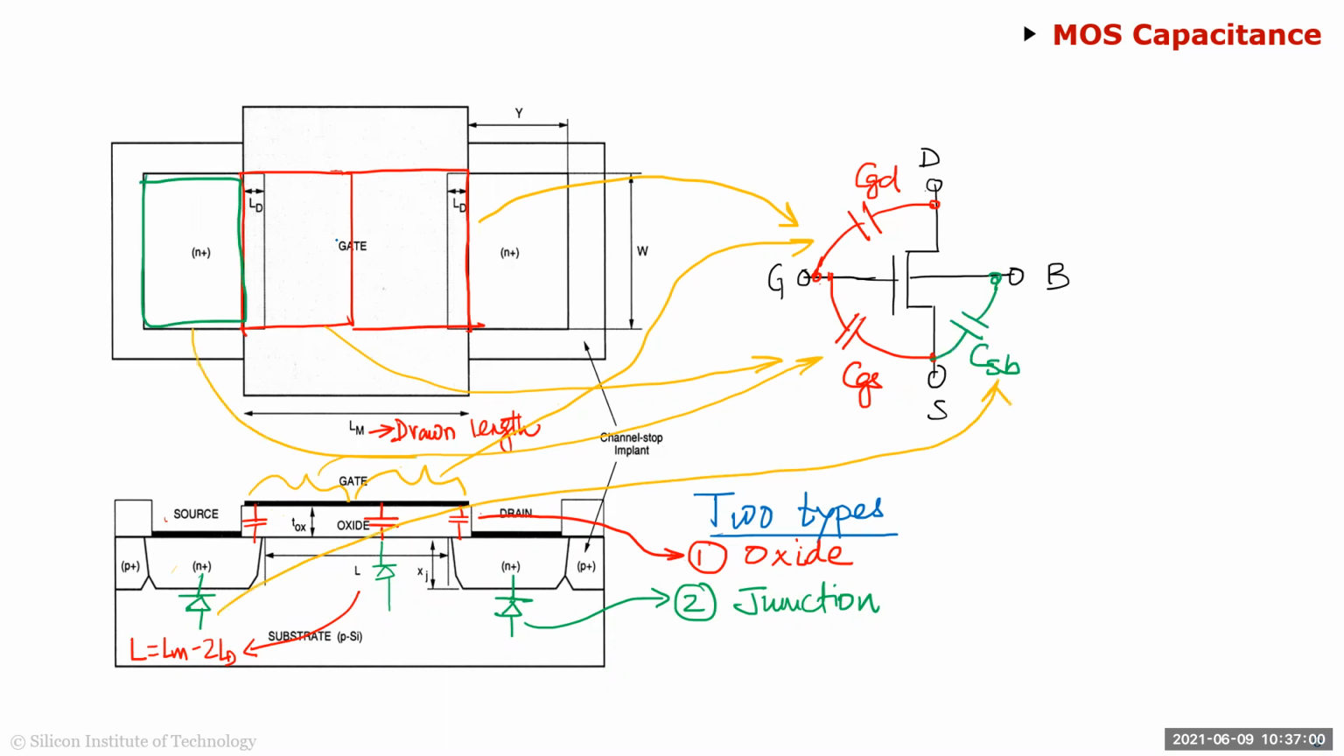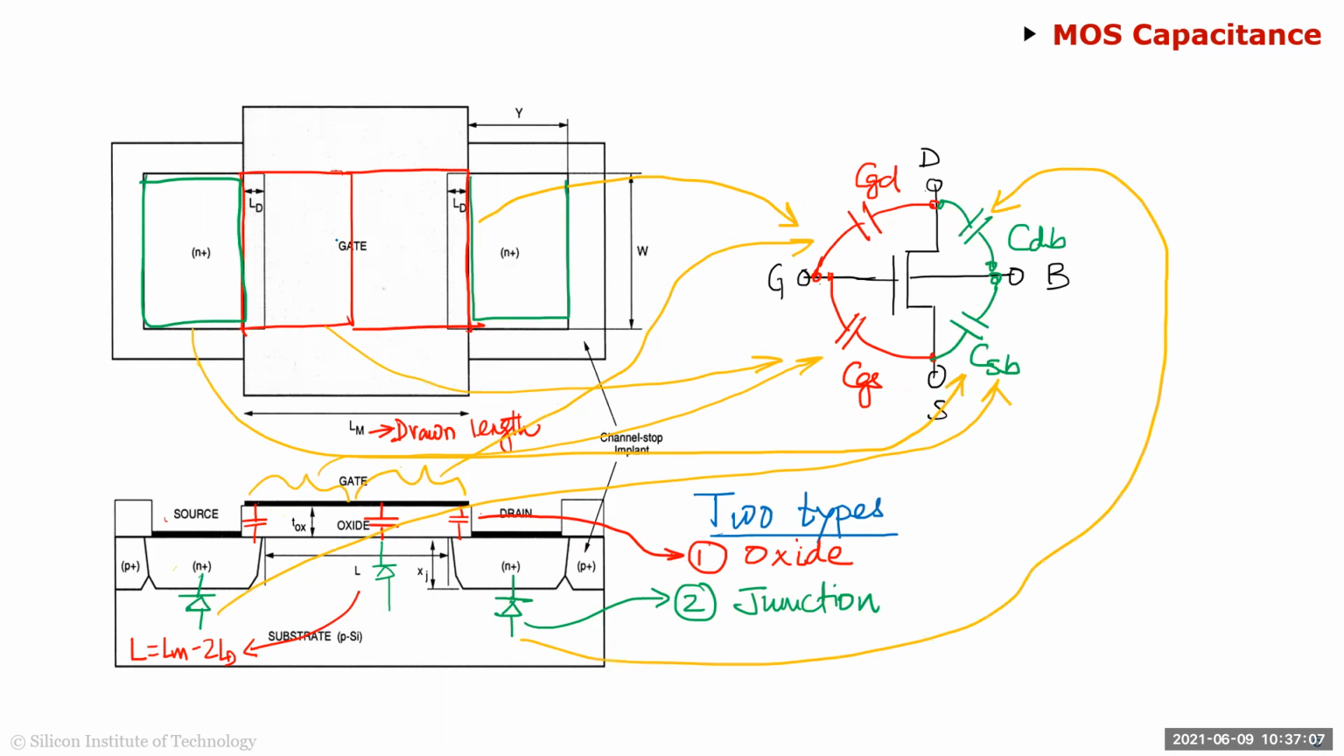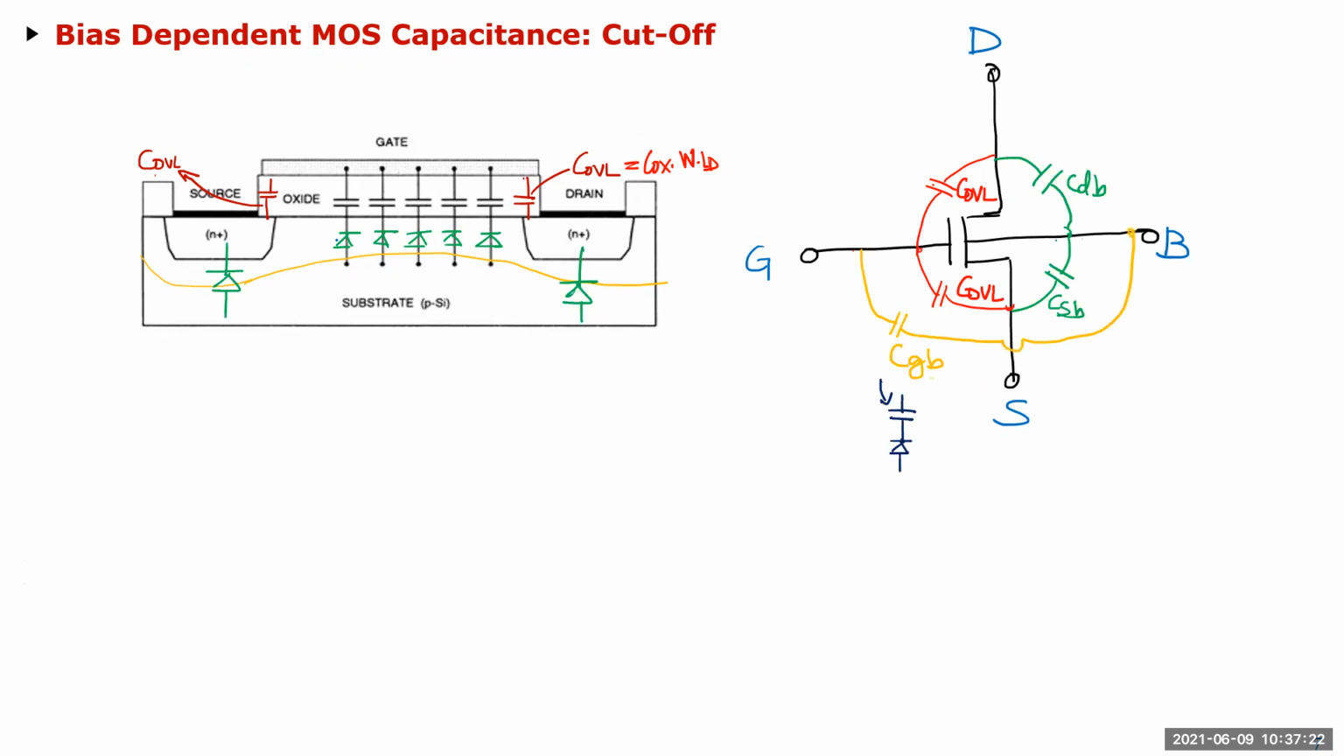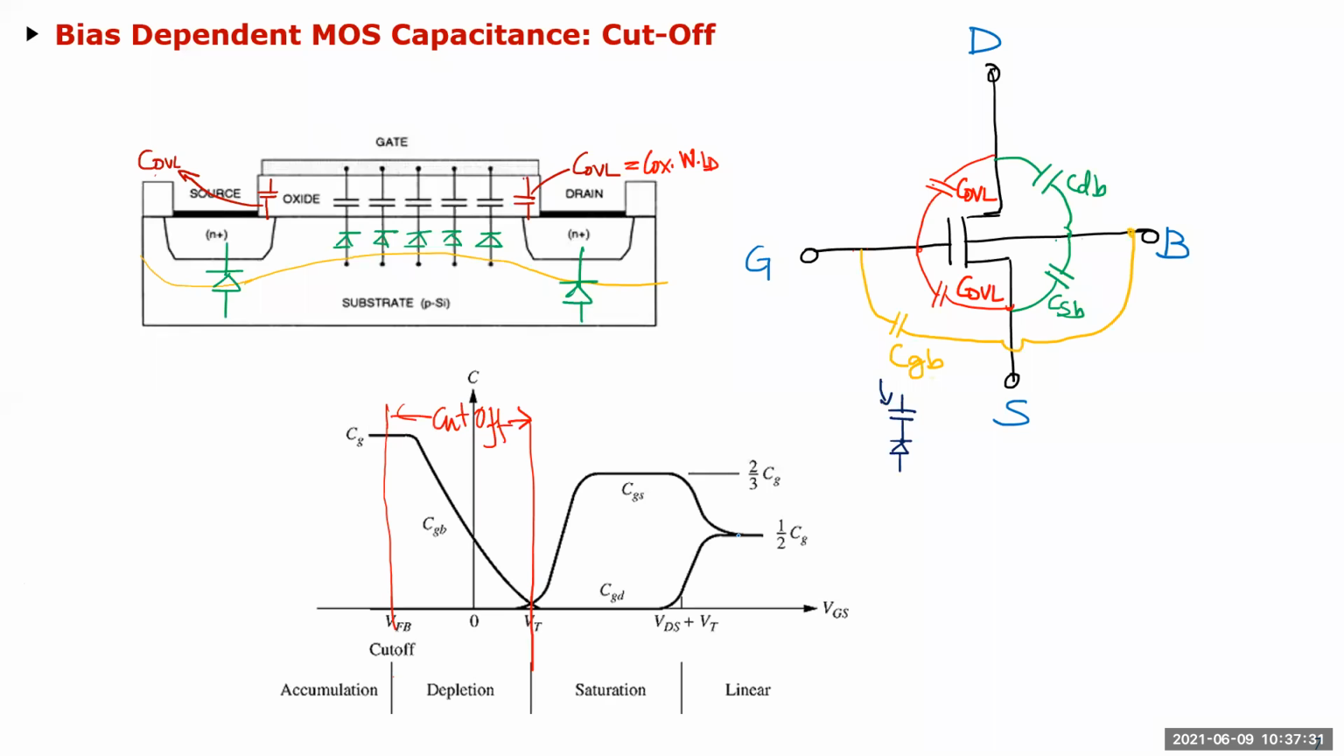And the source to bulk and drain to bulk caps are the junction caps shown in green here, and they have to do with the source and drain area. So these are essentially your 4 main caps, and then you have the overlap caps also. When you're cut off, your CGS and CGD are just your overlap caps, and you always have the drain caps no matter which region of operation you are in. And your gate to bulk looks like a series cap, which is the oxide cap plus the depletion cap in series. So it's a very small cap.